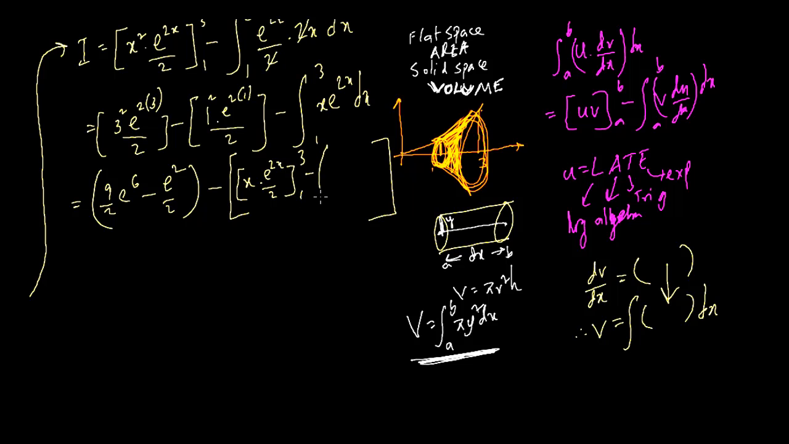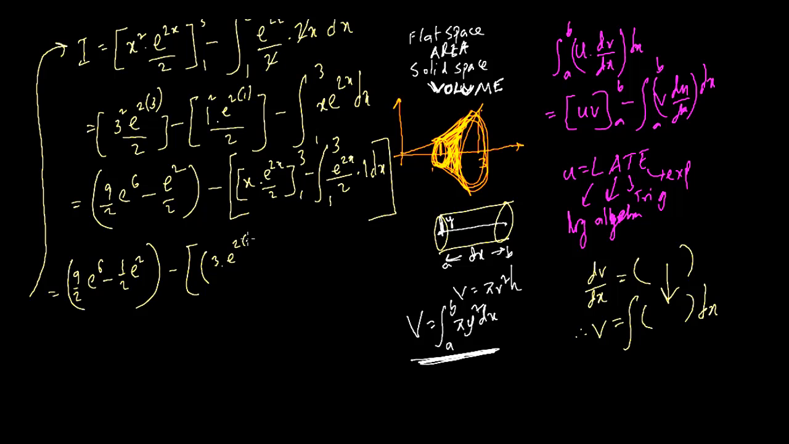minus integration, limit 1 to 3, v is going to be e to the power 2x by 2, and du by dx is going to be the derivative of x, it's going to be 1. So that means 9 by 2 e to the power 6 minus 1 by 2 e to the power 2 minus, now we can put the value here, 3, so this would be 3 e to the power 2 into 3 by 2 minus 1 e to the power 2 into 1 by 2. So that is the limit from 1 to 3 here.